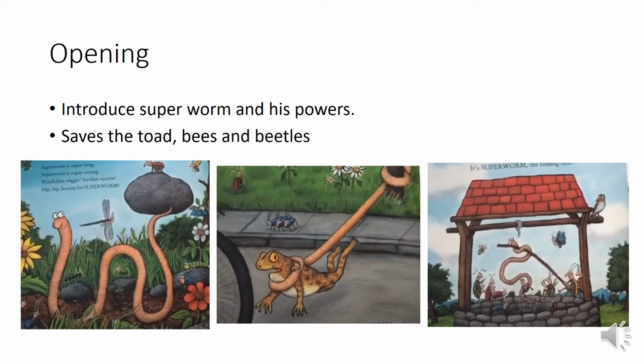So if we use Superworm and our story mountain structure, we can see each part of the story. So here we are looking at the opening of the book, and in the opening of the book it introduces Superworm and his powers, and it also shows how he saves the toad, the bees and the beetles.